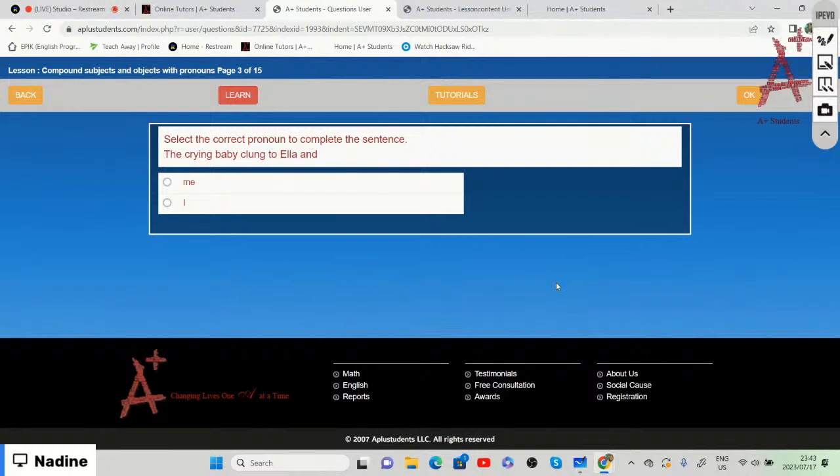The crying baby clung to Ella and me, or the crying baby clung to Ella and I. We need to choose between me or I, being the subject pronoun or being an object pronoun.